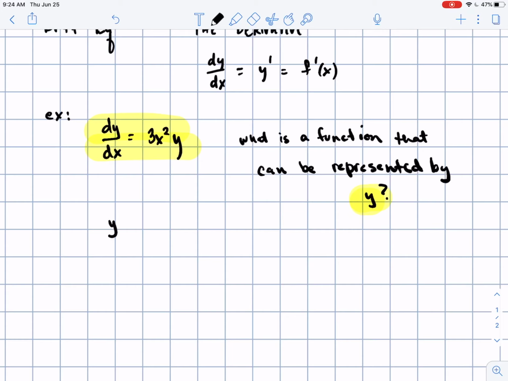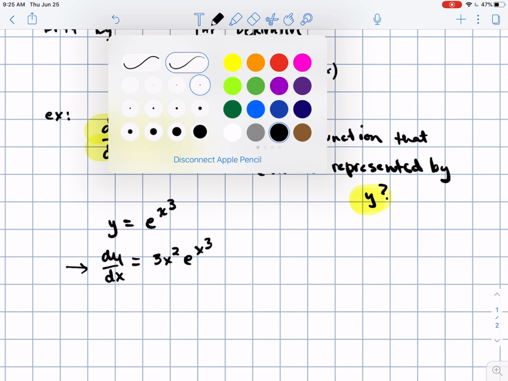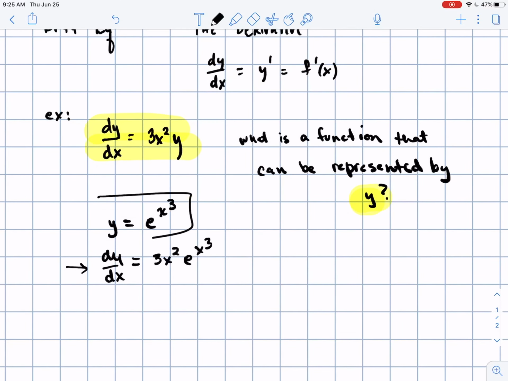So for example, let's say that y was e to the x cubed. If you took the derivative, we would get 3x squared e to the x cubed just by using chain rule, and then you could see that it matches. But again, there are going to be different methods of doing that, even though maybe some of you could see that quickly. That would be the function that we could use for y in this situation.